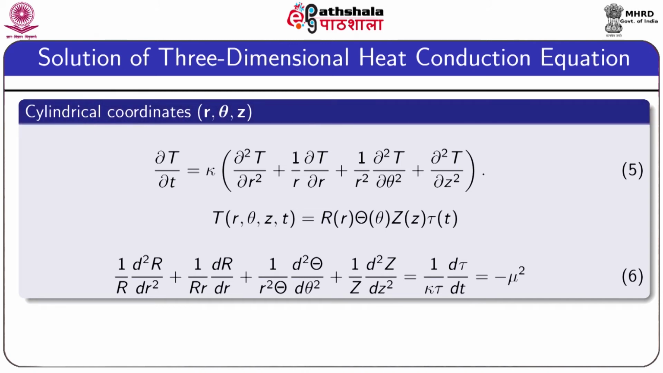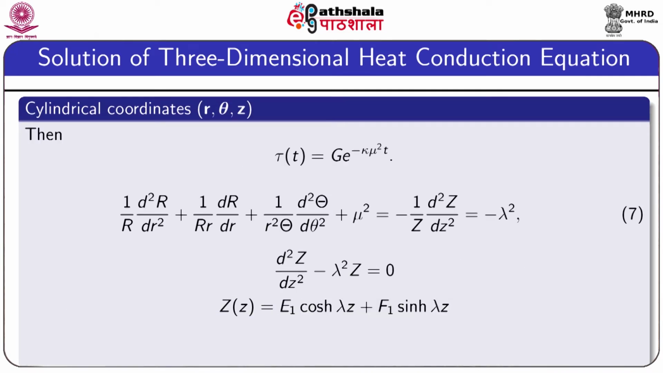As we do, we first separate the variable tau. So, we write the equation in tau on the right hand side, and we assume the separation constant as minus mu square to get a bounded solution, and solving it we get the expression for tau as capital G e to the power minus kappa mu square t.